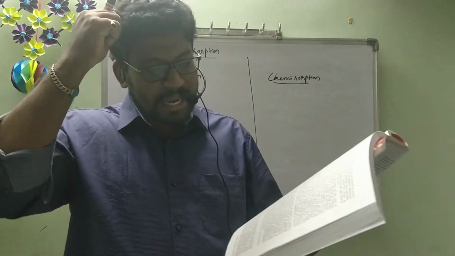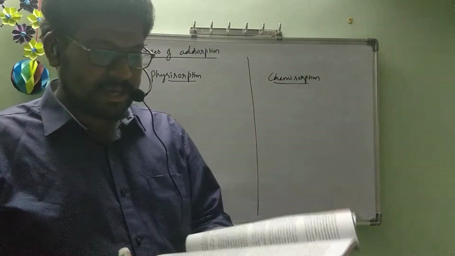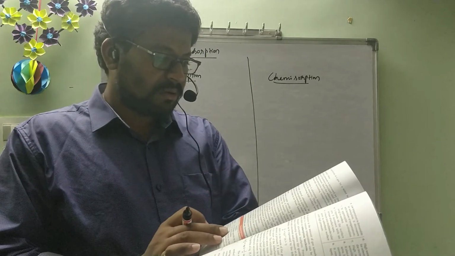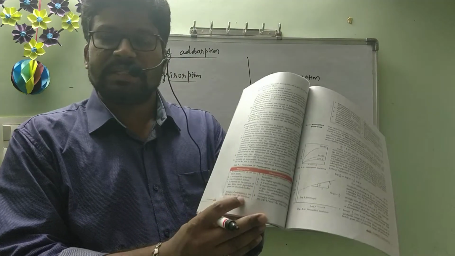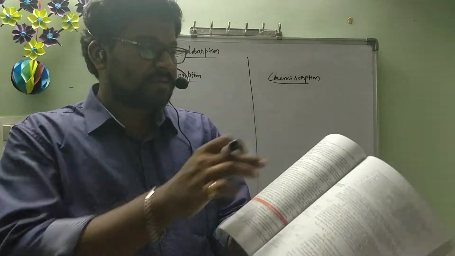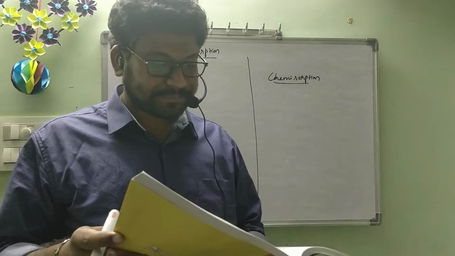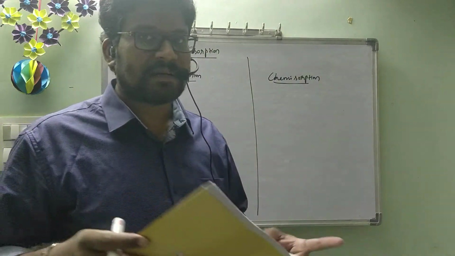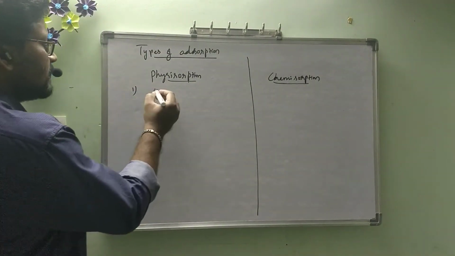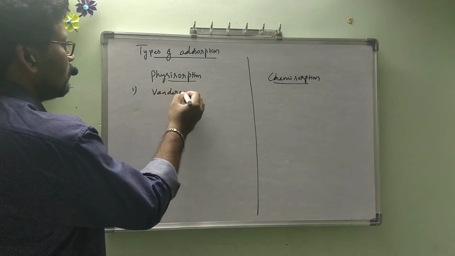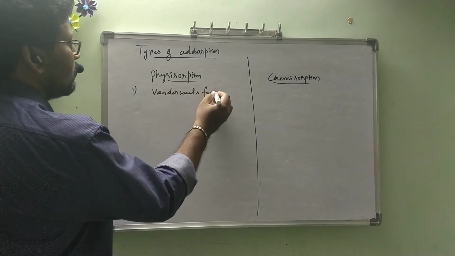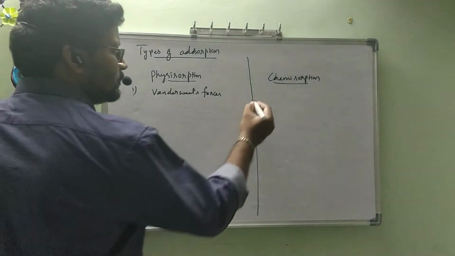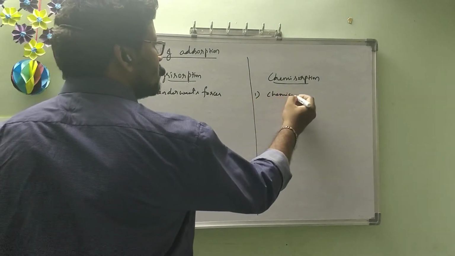Now, the characteristics of physisorption and characteristics of chemisorption are given. Finally, they give the difference also. Directly, first we will go through the difference, ma. After that we will see these paras. Okay, let us see. Physisorption, first point: it arises because of van der Waals forces. What about chemisorption? It is caused by chemical bond formation.